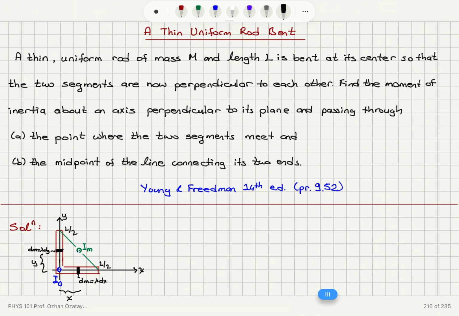Now this is a one-dimensional object, so we will talk about a linear mass density. So mass density, we call lambda. It's the total mass M divided by the total length L. So we're assuming a uniform mass distribution. It's a uniform rod. And to calculate the moment of inertia with respect to the origin, I0, it's the integral r squared dm.